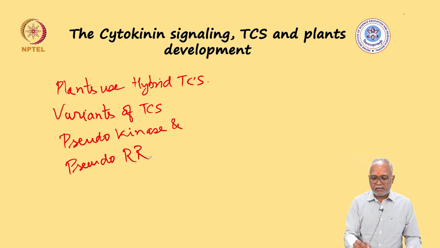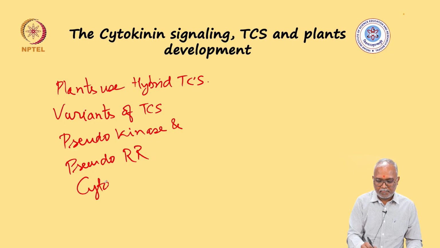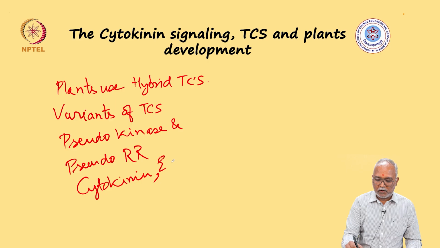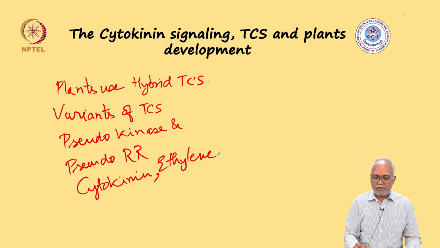We also saw that cytokinin, the hormone which is important for plant development, affects root and shoot development depending on what concentrations are present, where it is localized, and what is the relative concentration of oxygen over there. As well as we will discuss how ethylene responses are mediated by two-component signaling in today's class.